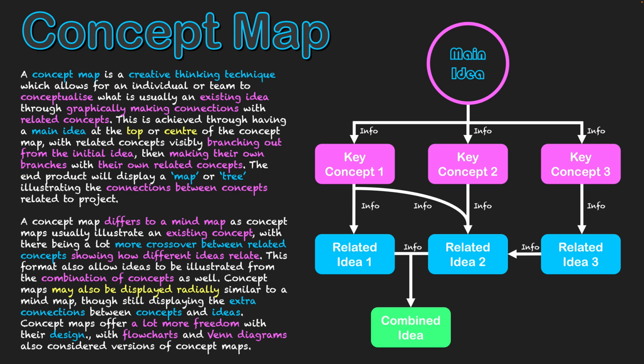All right. Concept maps also have a lot more freedom with their design. So things such as flowcharts and Venn diagrams, although they look drastically different to what's on screen, can also be considered concept maps. So there is a lot more flexibility. I know I've said they could have the main idea at the top or the center, but it can follow many different structures. But the key element with concept maps is the sub-concepts can relate to each other. And that's what distinguishes it and makes it different from a mind map.